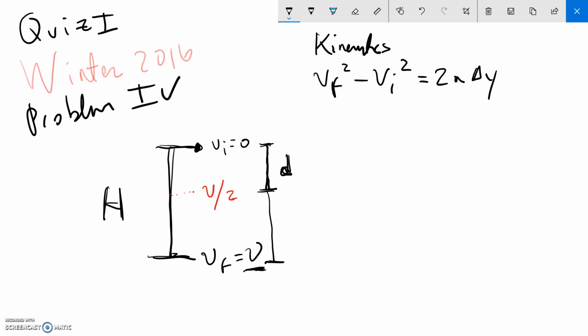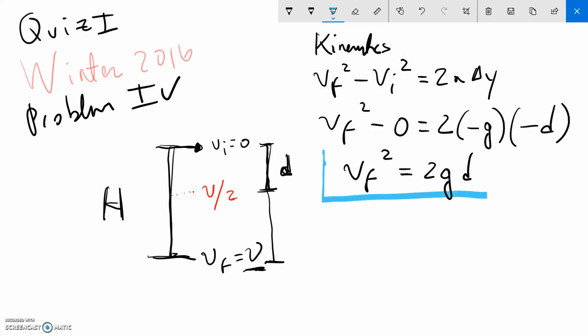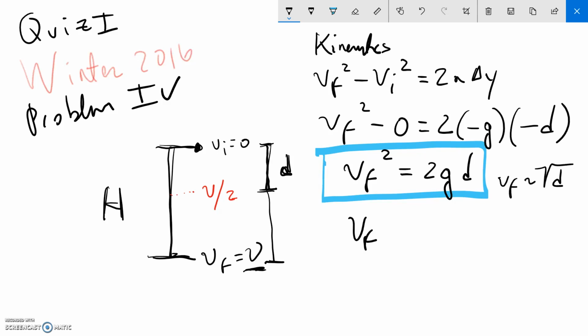And since I know that I started with a velocity of 0, I get vf squared minus 0 is equal to 2 times the acceleration, which is negative g, times the displacement, which is negative d because it's going down. To get the equation that the velocity squared goes as 2gd. Now, why is this equation important? First of all, it tells you conceptually that the velocity is not proportional to just d, meaning the velocity is proportional to the square root of d. Meaning that when I travel half the distance of the building, I don't necessarily pick up half of the speed. It's not that simple because they are not related to each other in a linear fashion.